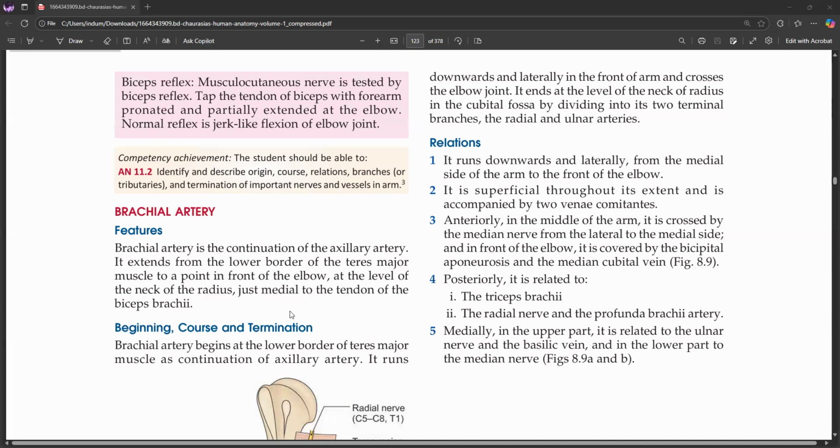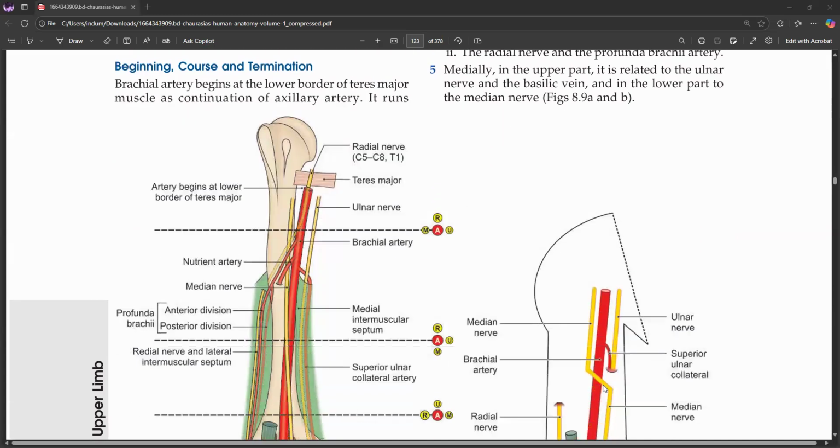Number 4. Posteriorly, it is related to the triceps brachii, the radial nerve, and the profunda brachii artery. Number 5. Medially, in the upper part, it is related to the ulnar nerve and the basilic vein, and the lower part to the median nerve, figures 8.9a and b.